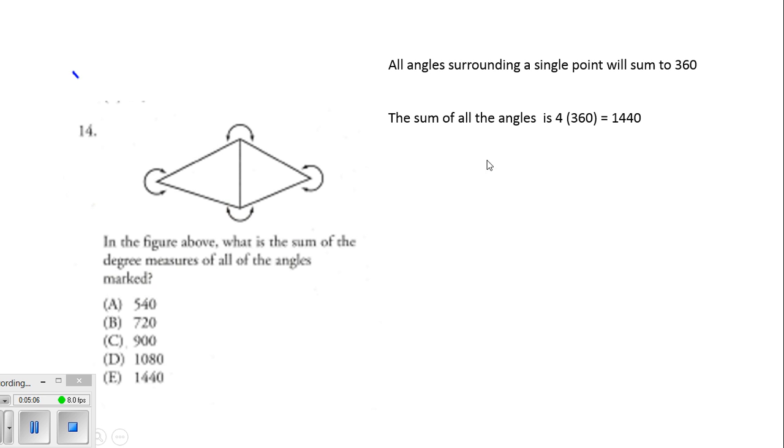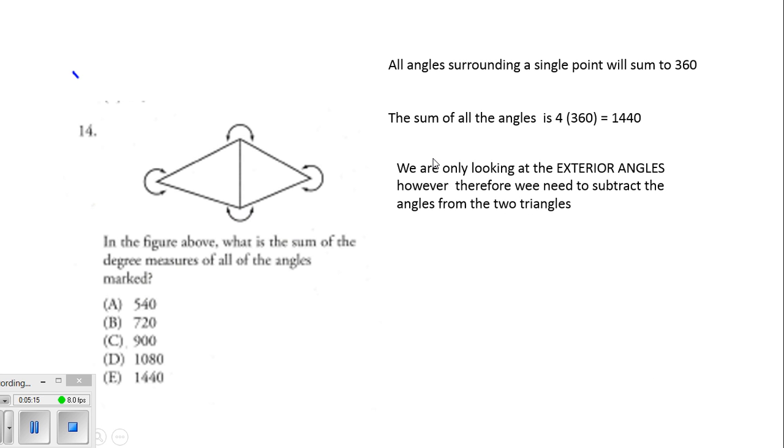What we want is that sum less the two triangles. Of course, each triangle is 180 degrees, so take out the 180 times 2. As it says here, we are looking for the exterior angles, so we need to subtract the angles formed by the two triangles. So it's 1440, which was 4 times 360, less 2 times 180, giving us a total exterior angle measure, the angles indicated here, summing up to 1,080.